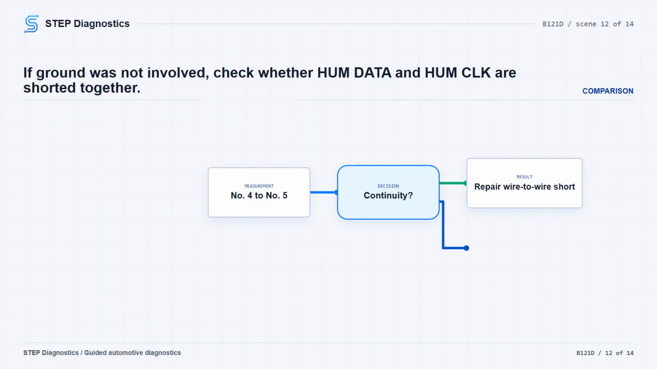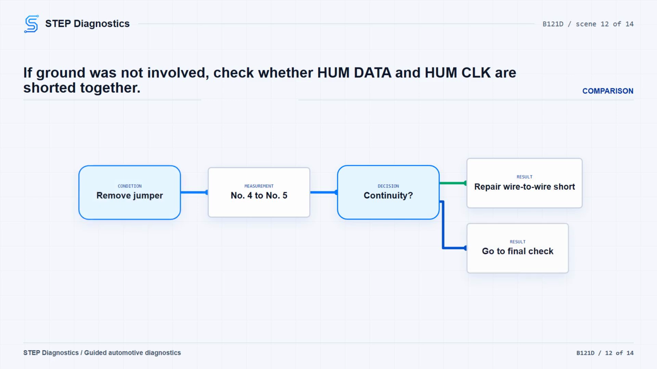If the earlier ground check did not show continuity, remove the jumper and check continuity between climate control unit connector No. 4 and No. 5. If continuity is present, repair the short between the HUM data and HUM CLK wires. If there is no continuity, continue to the final control unit check.